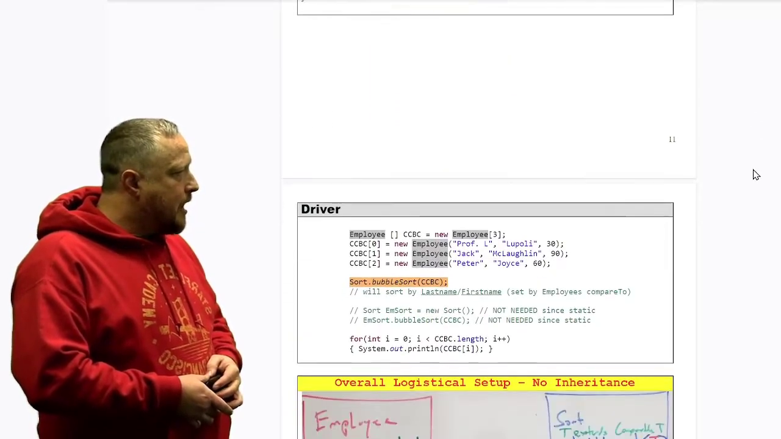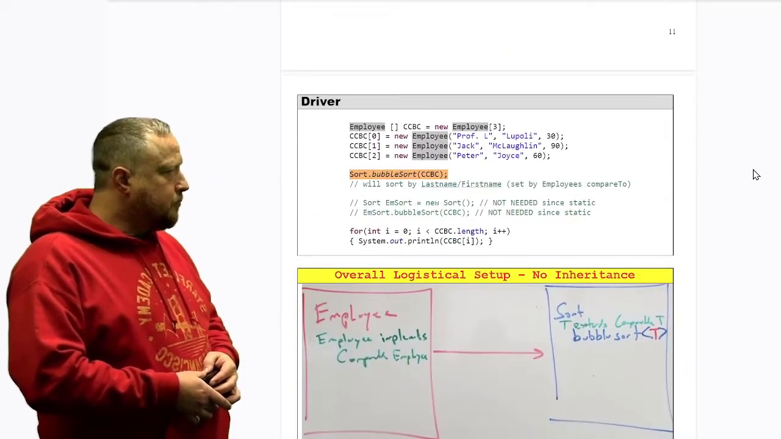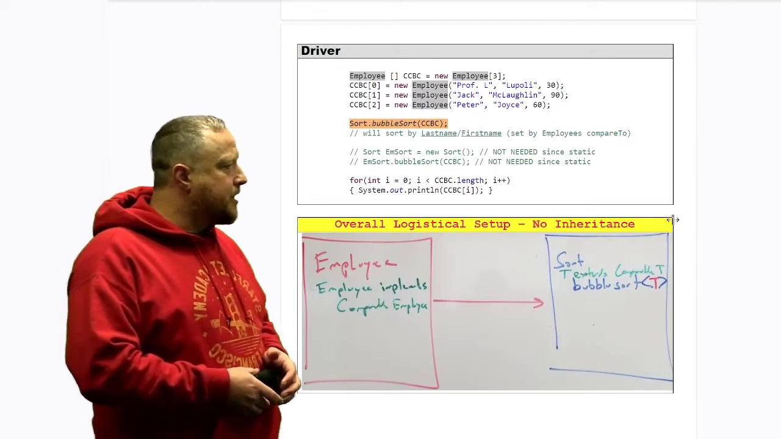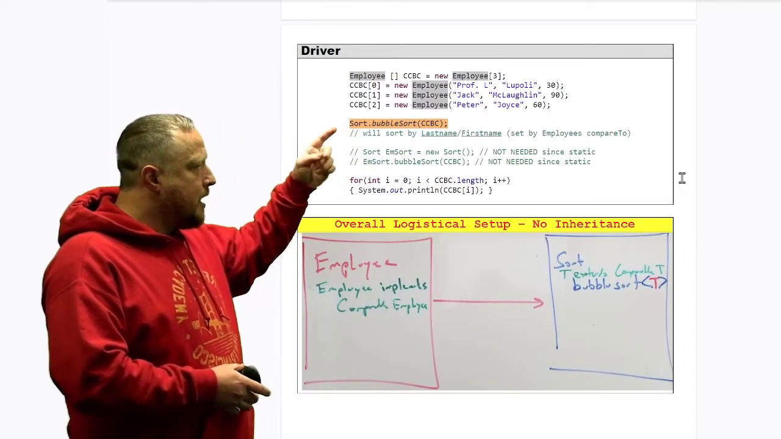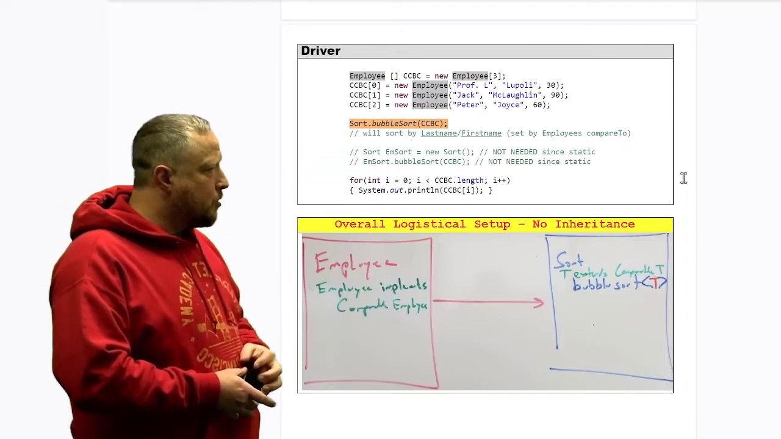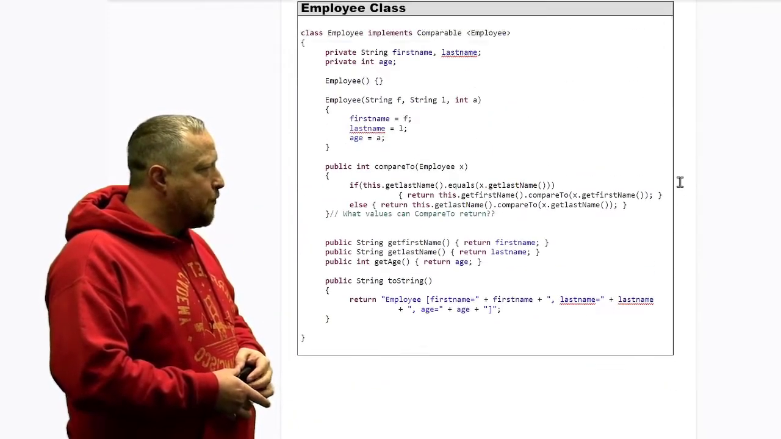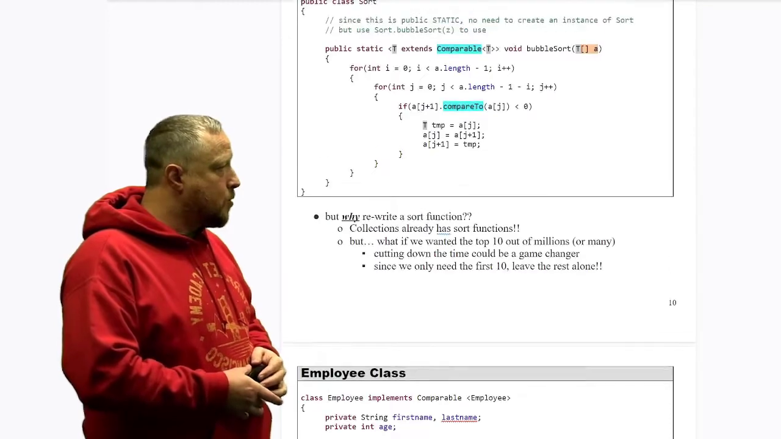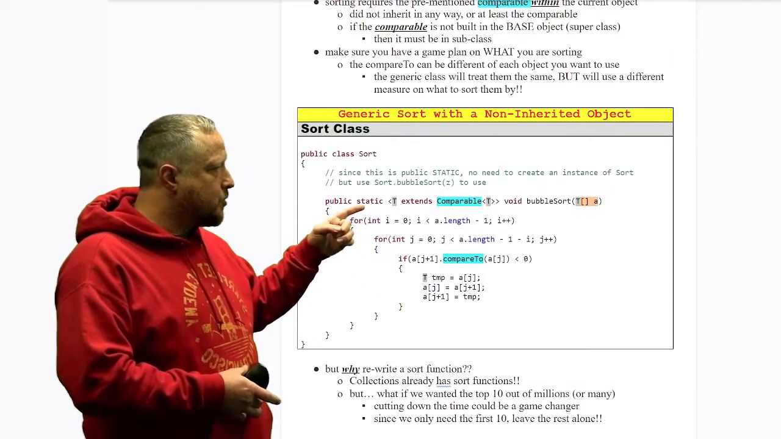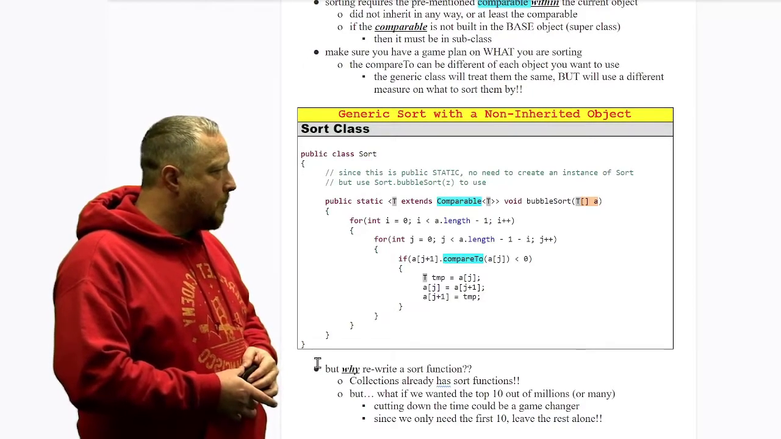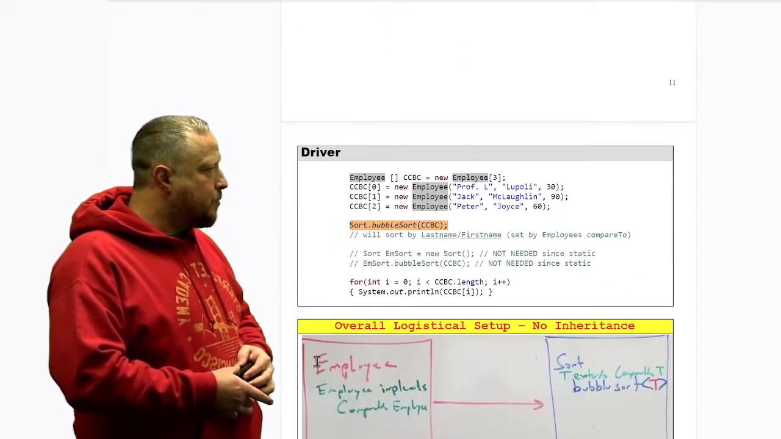We're good there. And then here's our driver. Notice that we have an array of employees called CCBC. I put a bunch of them in there. Then I do my Sort.bubbleSort. Now notice, by the way, I didn't have to create a full instantiation because we have a static right here. So I can call this sort with no problem. Just a heads up with that.